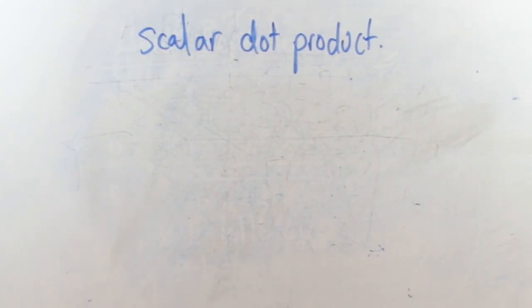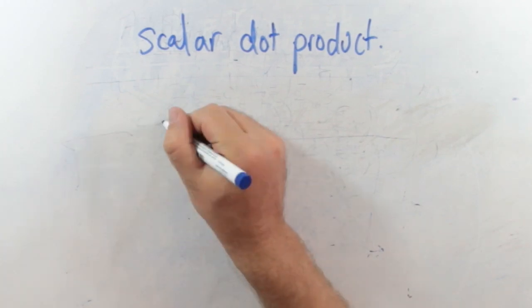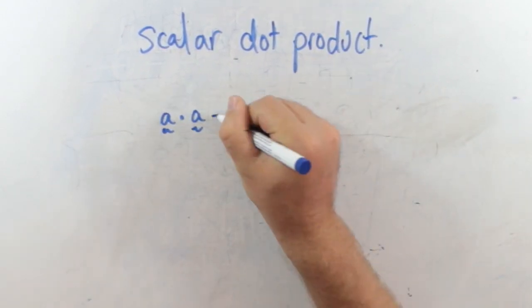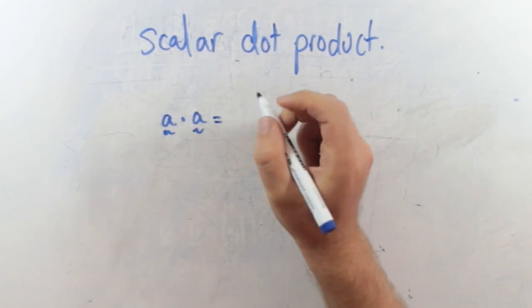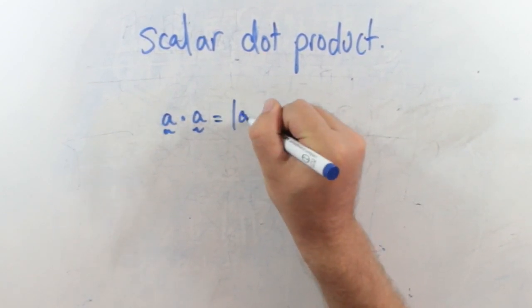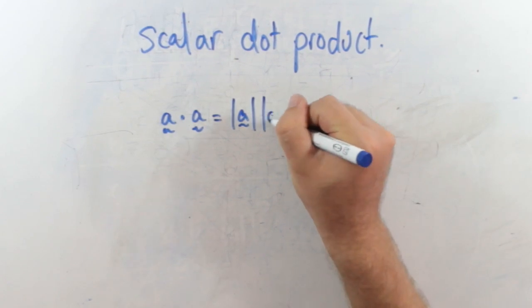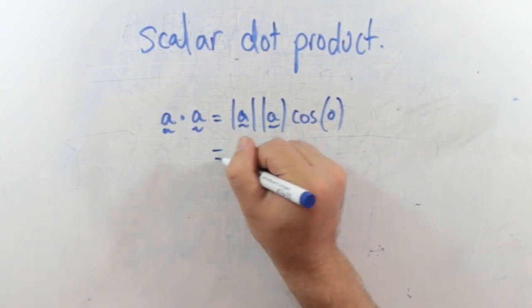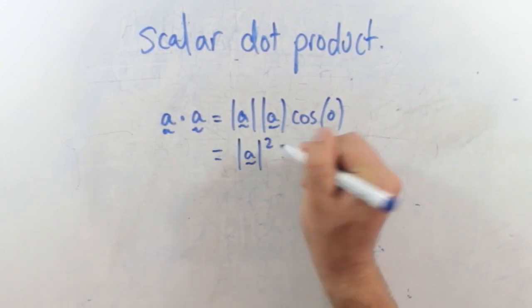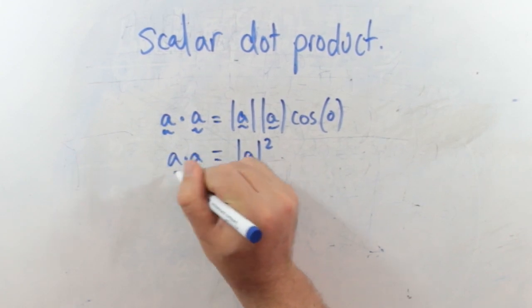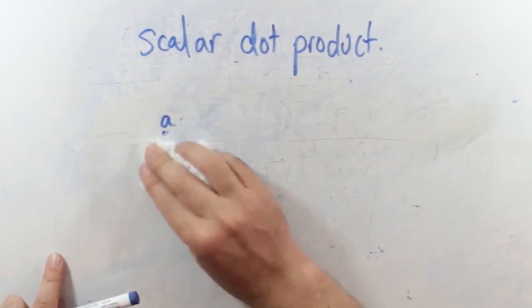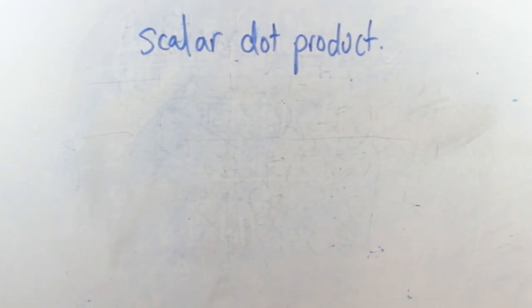Let's keep going. What about A dot A, a vector dotted with itself? We know they're in the same direction, so the angle is 0. We get the magnitude of A times the magnitude of A, cos of 0. Cos of 0 is just 1. So we get the magnitude of A squared. This is a really useful quantity as well. So there are some properties of the dot product, just a few of them.